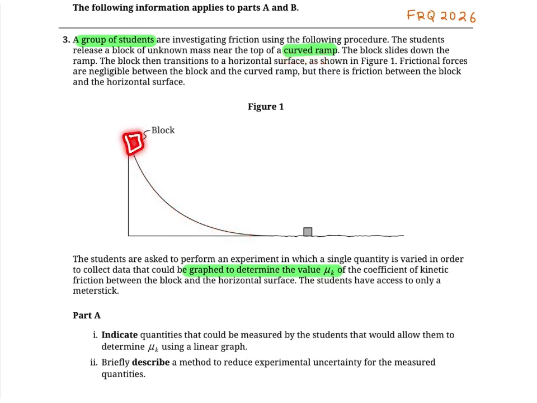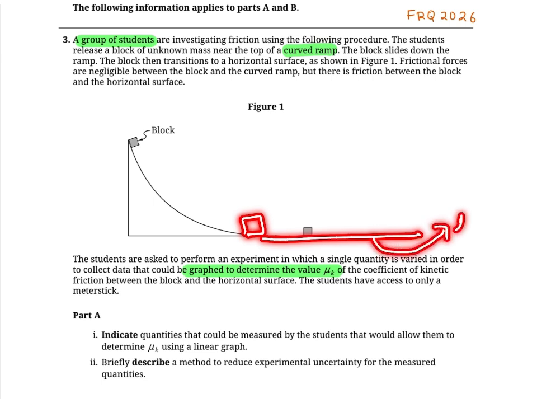So if you release it, its potential energy will decrease and its kinetic energy will increase. So when this block reaches here, it will have maximum kinetic energy. And then there is a horizontal frictional surface where we know that the coefficient of kinetic friction is mu k.